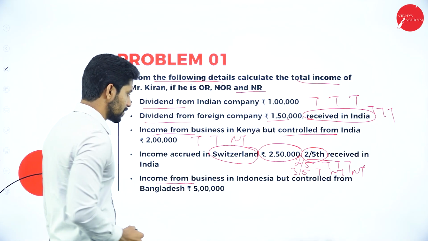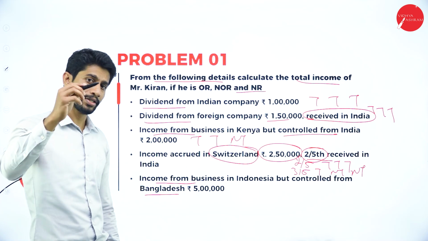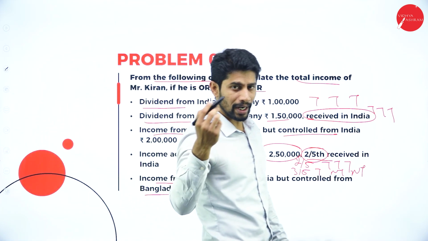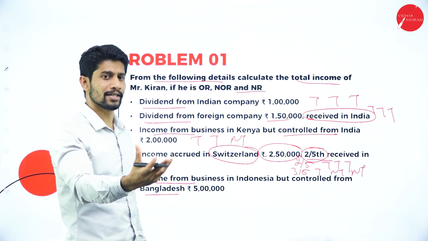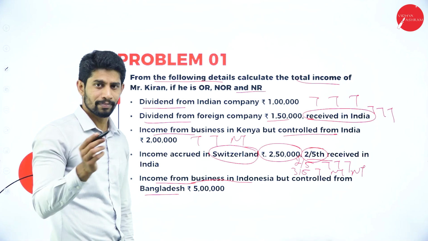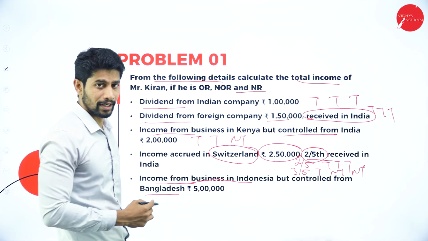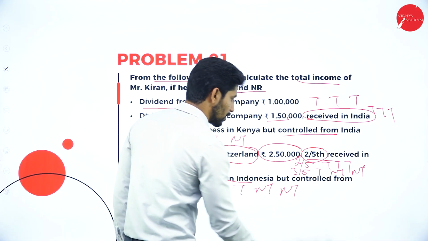Next, income from business in Indonesia but controlled from Bangladesh. Indonesia is a different country and Bangladesh is also a different country. Both are not Indian states or cities. So it is a foreign business income, but it is not controlled from India. So what is the treatment? Taxable, not taxable, not taxable.